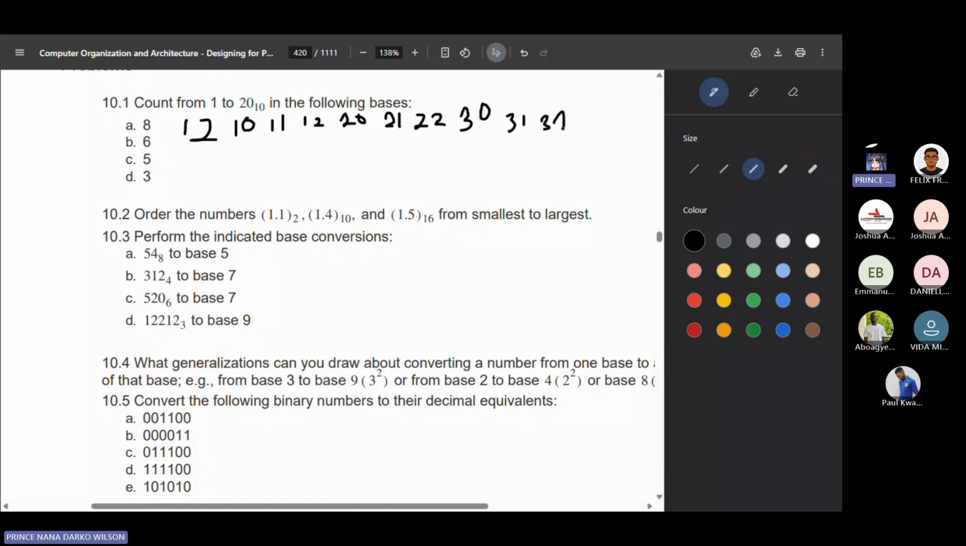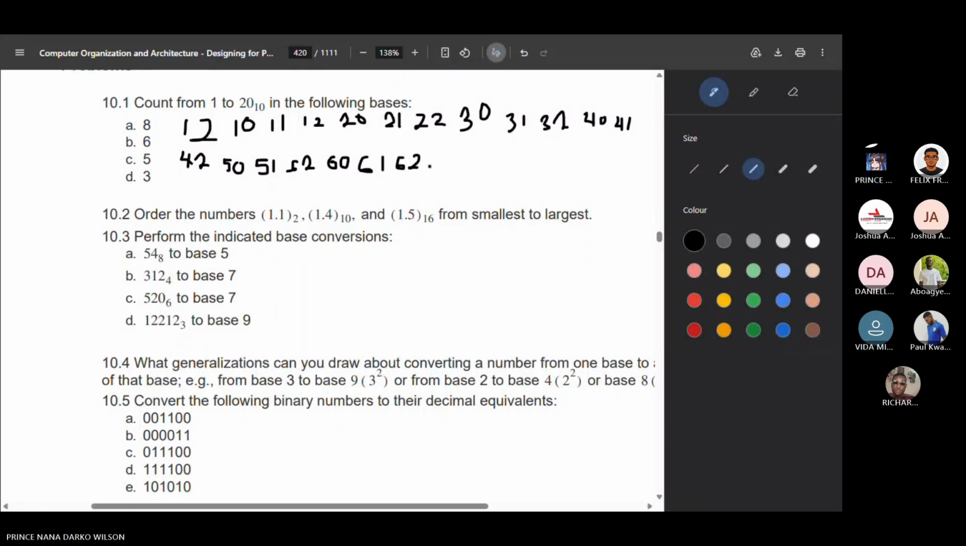And then 4-0, 4-1, 4-2, and 5-0. So we have 15. Then 5-1, 5-2, 6-0. We have 18, and then we have 6-1, 6-2.